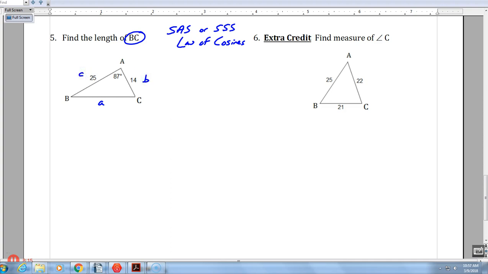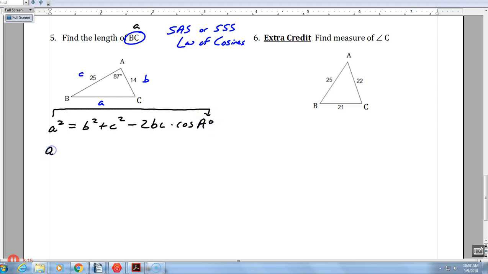So hopefully by now, or if not, I don't really care, you've got a note sheet, but law of cosines. I need a, so I'm going to use the a equation. A squared equals b squared plus c squared minus 2bc times the cosine of this angle. Remember, the ends always match. Big A. Put everything in there. So b squared, 25 squared, minus 2 times those two numbers times, again, the cosine of that angle.